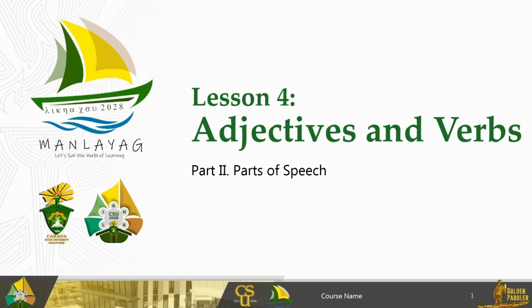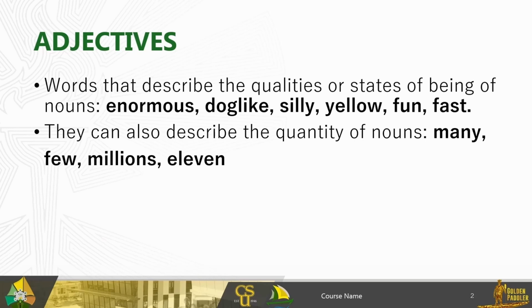Let me elucidate you on these topics. First is adjectives. Adjectives are words that describe the qualities or states of being of nouns. For example, enormous, dog-like, silly, yellow, fun, fast. They can also describe the quantity of nouns. For example, many, few, millions, 11.